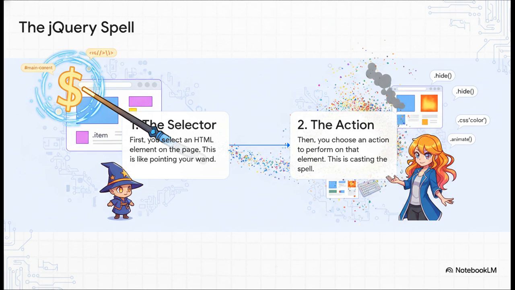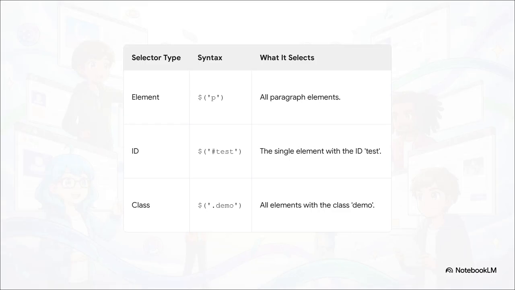First, you have the selector. That's the bit inside the $ in parentheses. That's you pointing your wand, finding the exact thing on the page you want to change. Then, you have the action, which is you casting the spell. You tell it what to do. Hide, change color, move around, whatever you want. And the cool thing was, you could be really broad, like, hey, select every single paragraph on the whole page. Or you could get super precise, and I mean surgically precise, grabbing one unique element by its ID, or maybe a whole group of things that share a class. It gave developers this incredible level of control.